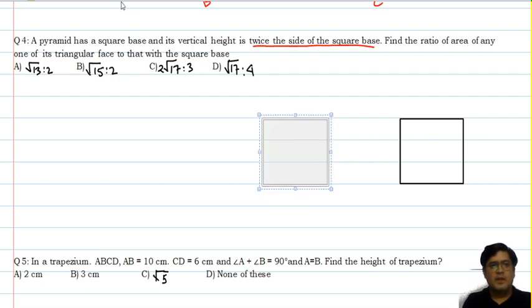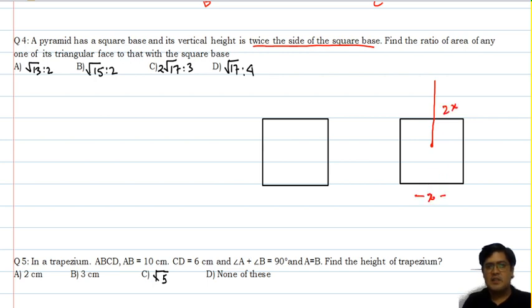See, in the center, imagine there's a pole. That is the vertical height of the pyramid. This side is x and this height is 2x. So if I look at this horizontal distance, this will be x by 2. And if I look at this slant line, that is the hypotenuse here, that will be the root of (2x) square plus (x by 2) square.